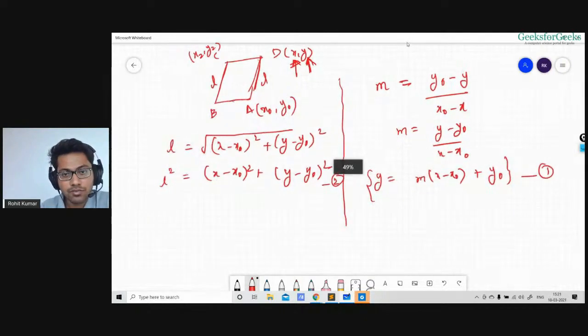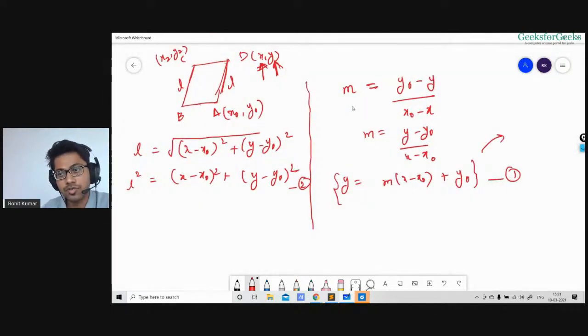Now look at this very carefully. The equation 1 is an equation of straight line. Okay, this is an equation of straight line.